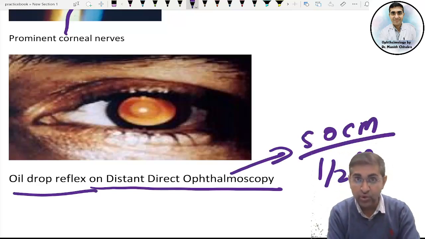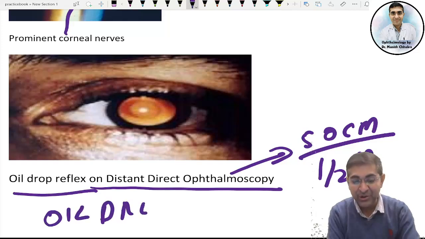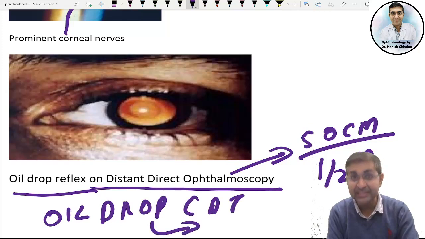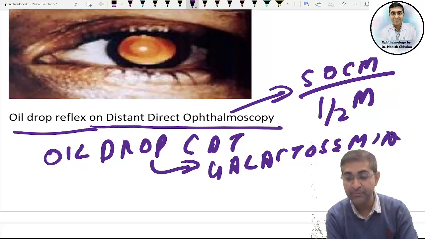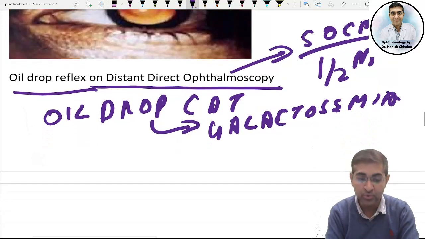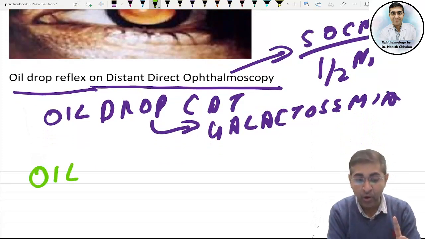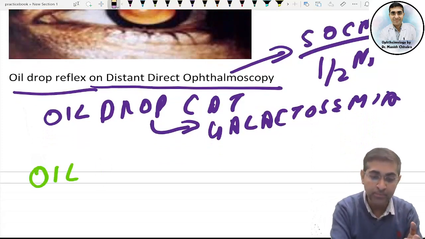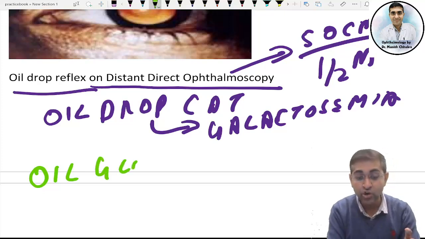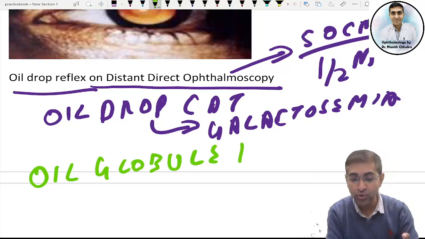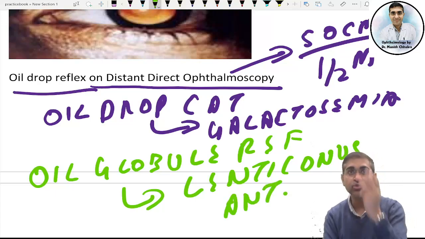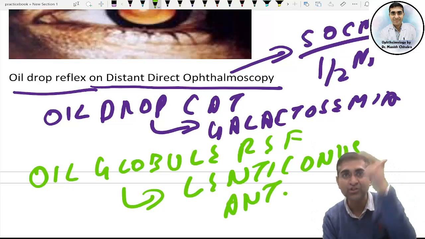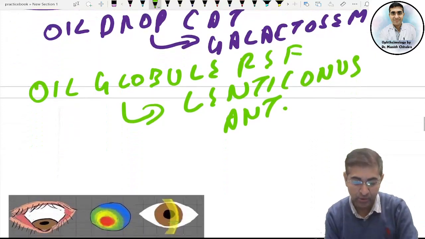Don't confuse oil drop reflex with that of oil drop cataract. Oil drop cataract is seen in galactosemia. This is also your previous year question. I am writing it here because I don't want you guys to confuse. There is another oil drop which is not actually oil drop. It simulates oil drop. It is oil globule reflex. Oil globule reflex is seen in lenticonus, anterior lenticonus. So I gave you 3 points: oil drop reflex, oil drop cataract, and oil globule reflex.